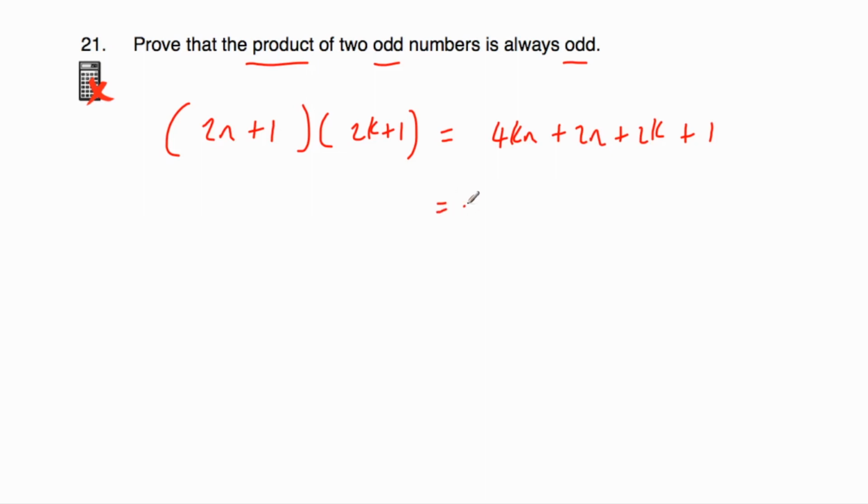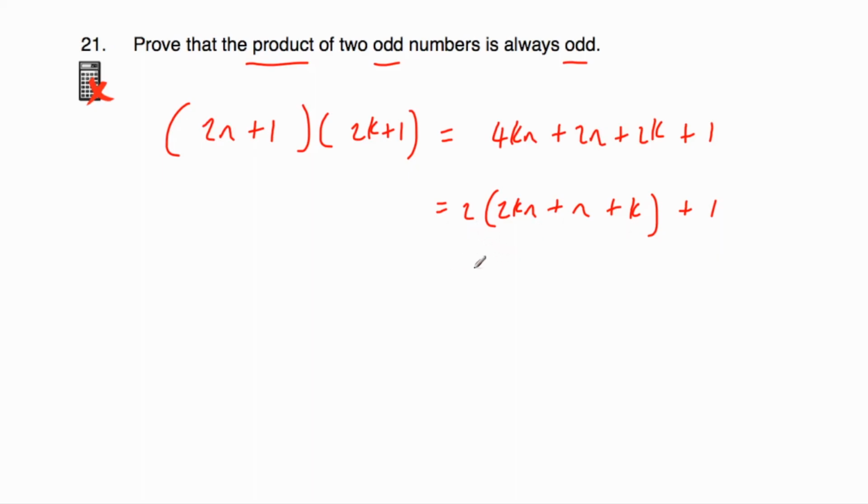So let's write that down. Let's do 2 bracket and factorize the first three terms. That would give us, if we take 2 out of here, we're going to be left with 2kn. If we take our 2 out, we're going to be left with plus n. And if we take our 2 out, we're going to be left with plus k. Close brackets. And then we've still got our plus 1.